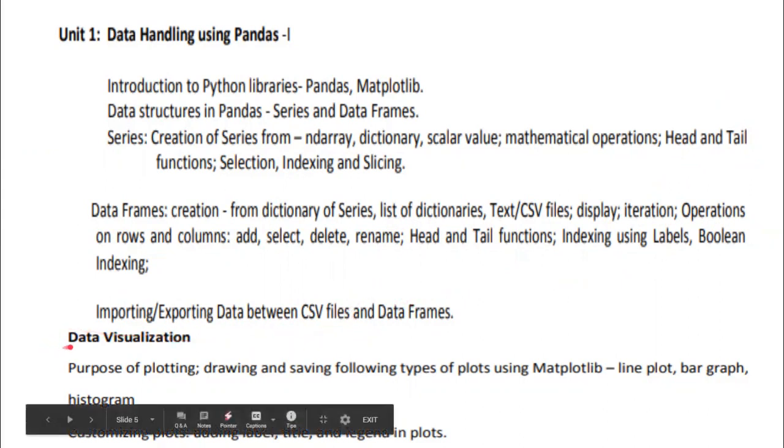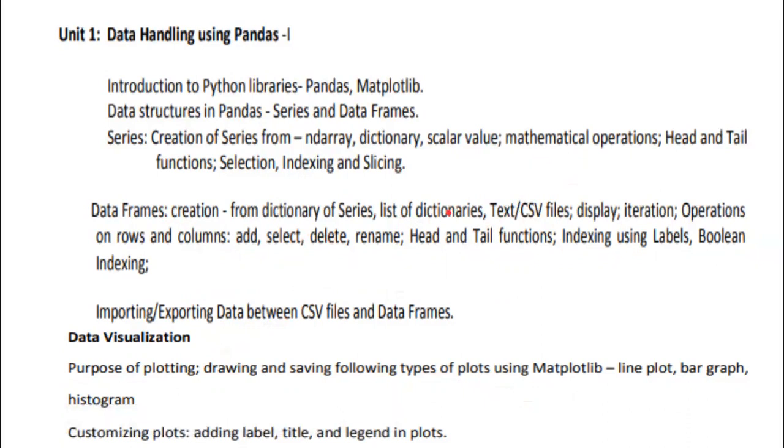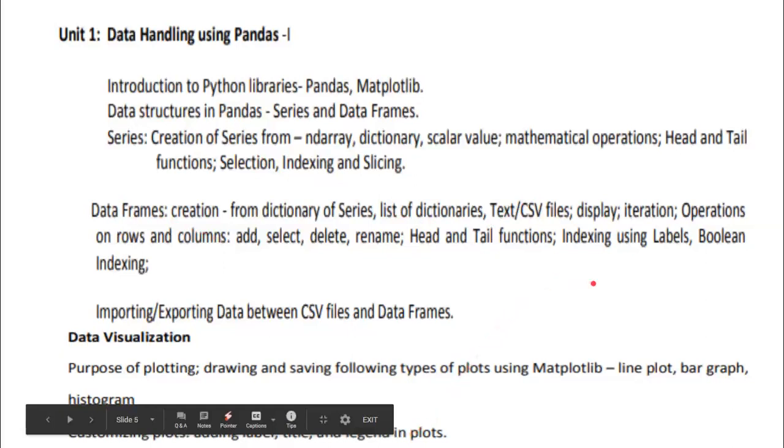Then under that unit 1 only, we have data visualization. That is the purpose of plotting, drawing and saving the following types of plot. Like the normal graph in Excel we used to do, like that way. With Pandas also, you can do the graph, line plot, bar graph, histogram, all that you can do. You can add the labels, the elements to the graph or the chart, you can say. So adding the label, title, legends, all that you can do here.